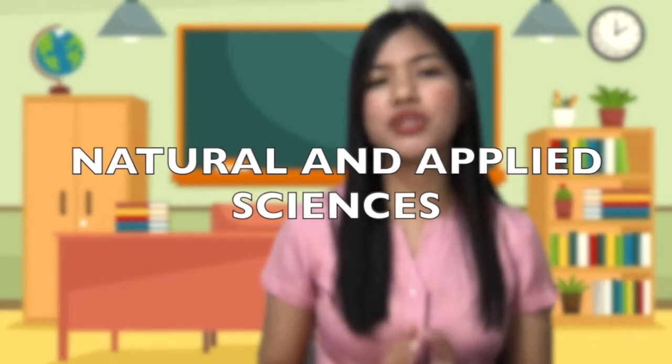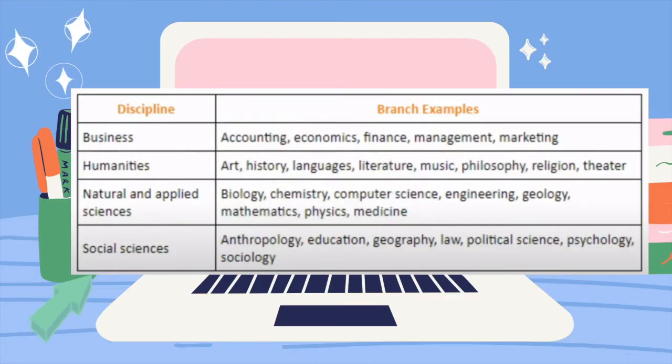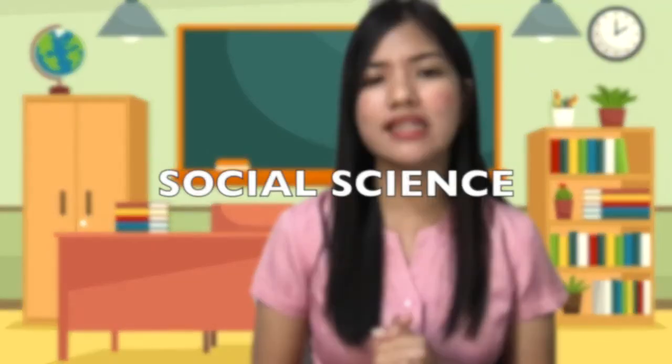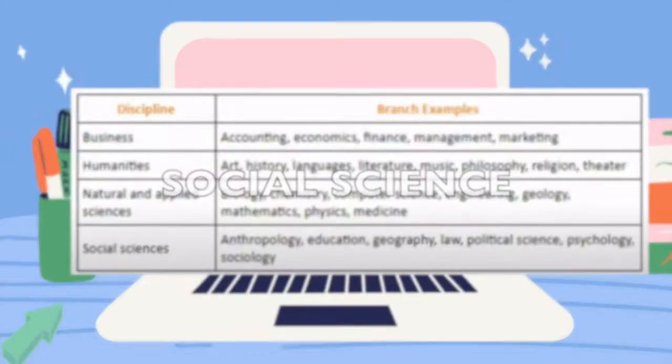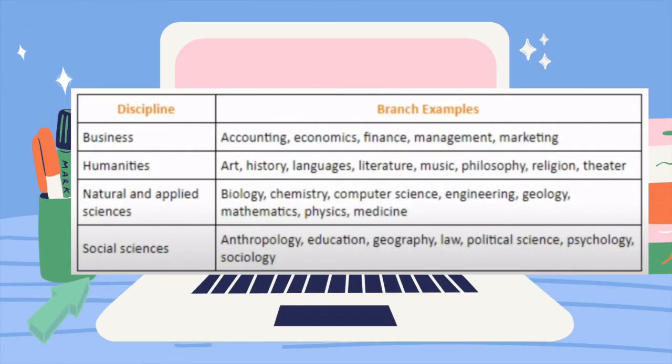Next is the natural and applied sciences. So we have here the STEM students. So biology, chemistry, computer science, engineering, geology, mathematics, physics, and medicine. Let's go with the last one, the social sciences, the last discipline. And its branches are anthropology, education, geography, law, political science, psychology, and sociology.